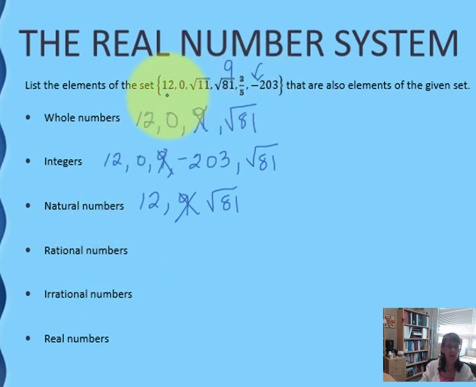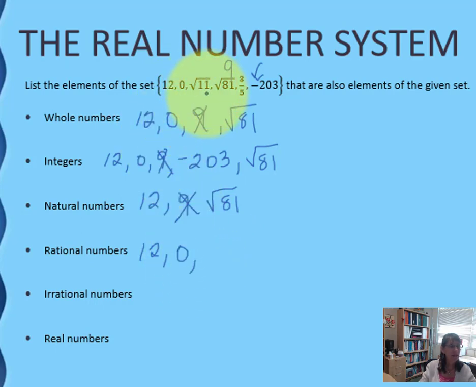So although 12 does not appear to be a fraction, remember we can take any integer and divide by 1, and then it is written as a rational number. So 12 is a rational number. 0 can be divided by 1. So 0 is a rational number.